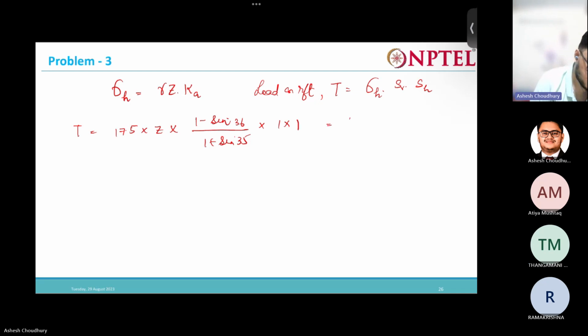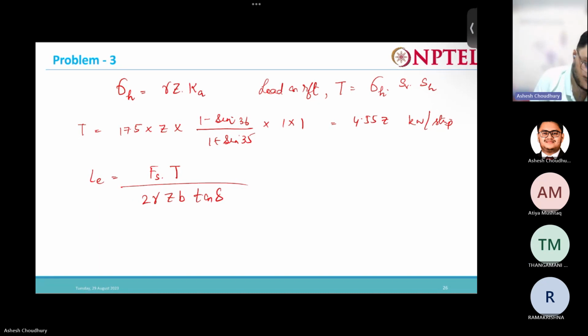So this will be 4.55 Z kilonewton per strip. That is the tension, the tensile load that is coming on each strip. Now, similar to previously whatever we had done, Fs into T. This will satisfy the pull out criteria.